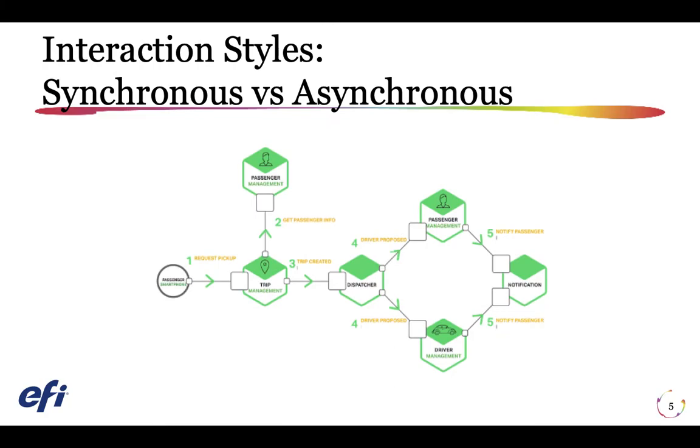In the given example, the trip management needs to wait for a response from the passenger management service before doing the next task. Such communication is called synchronous communication. In contrast, the trip management service creates a trip and notifies the dispatcher service about the same. It doesn't wait for any response from the dispatcher service. Such a communication is called asynchronous communication.